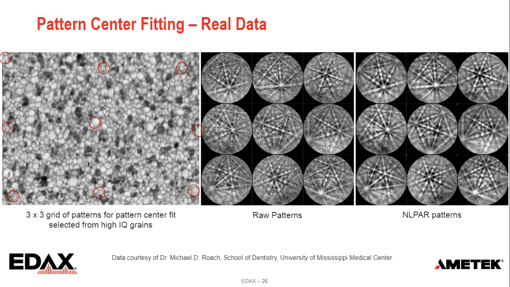And here's an example of the same thing applied to some real data. So I just picked a grid of points here. That's what's shown with the red points on the left. The center column is the raw patterns, and then the last one is with a large window NLPAR applied to it. So if you have a noisy data set that you're trying to do pattern center fit on, it can be really helpful to do NLPAR to get higher quality patterns, because it really helps clean them up, and the time doesn't really matter that much because it's so few patterns that you can really crank the window size up to a very large size to get good patterns.